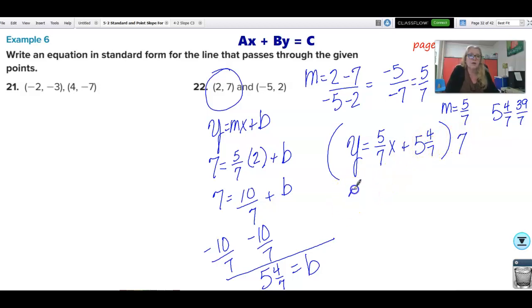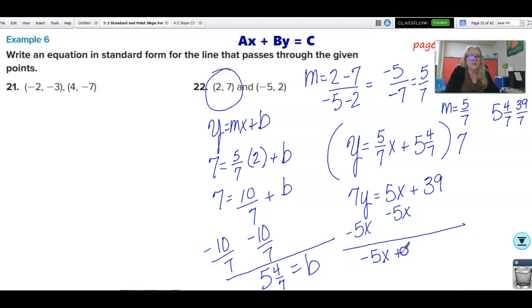Okay, so we will have 7y equals 5x plus 39. Now I subtract 5x from both sides. That gives me negative 5x plus 7y equals 39. And my last step then is going to be to multiply everything by -1 because I cannot have a negative coefficient on my x. So that gives me positive 5x minus 7y equals negative 39.